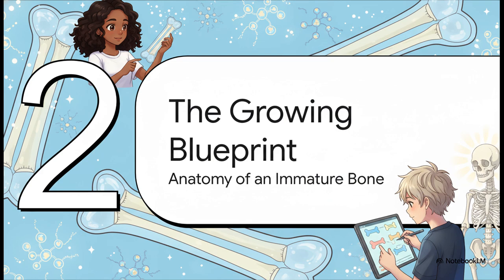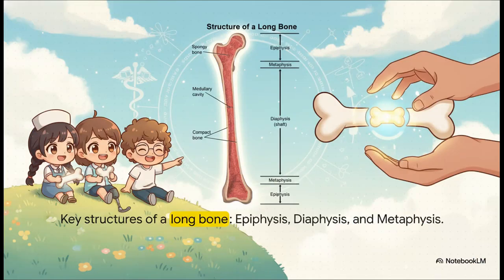So, to really get a handle on pediatric injuries, and more importantly, how to nurture healthy growth, we have to understand the blueprint. We need to look at the structures inside their bones that allow for all that incredible growth to happen in the first place. Okay, so here are the key parts of a long bone. You've got the epiphysis at the ends, the long central shaft called the diaphysis, and the metaphysis that connects them. Knowing these zones is super helpful for pinpointing fracture locations.